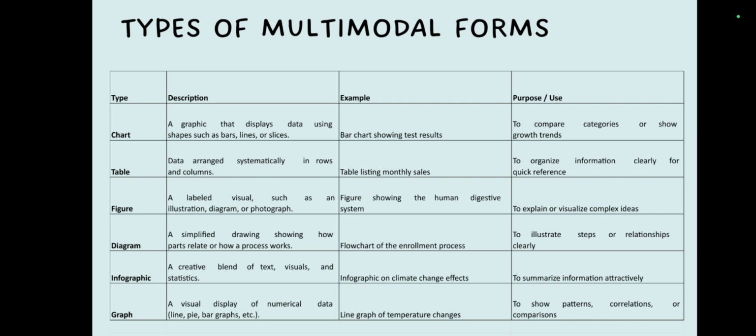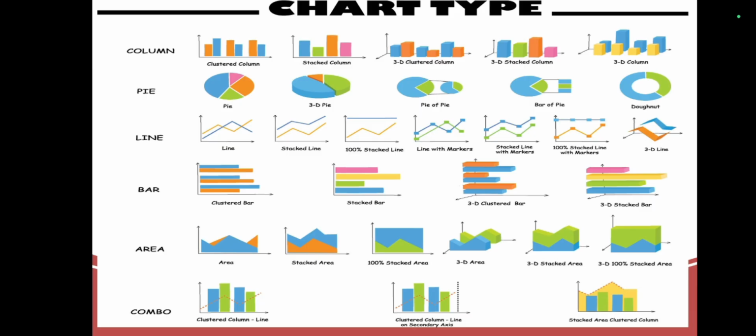And then lastly, we have the graph, wherein it is a visual display of numerical data such as the line, pie, bar graph, etc. I think mas nakikita to sa isang research, sa isang academic text, sa isang academic paper. And an example is a line graph of temperature changes. And of course, ang purpose niya is to show patterns, correlations, or comparisons. Okay. Next.